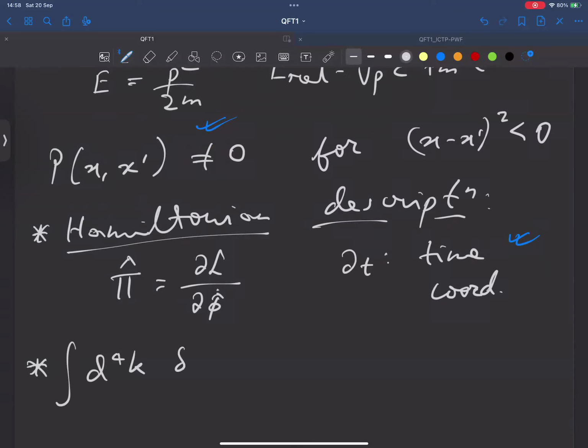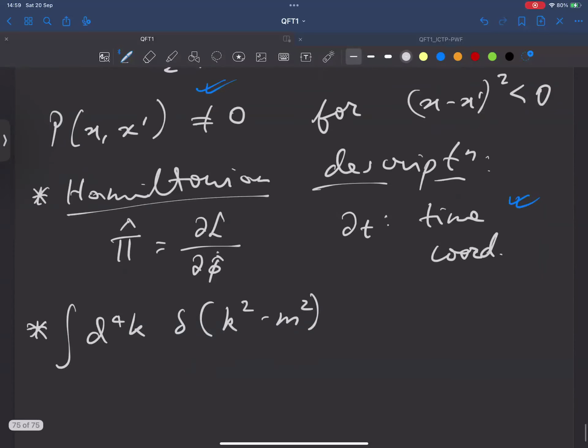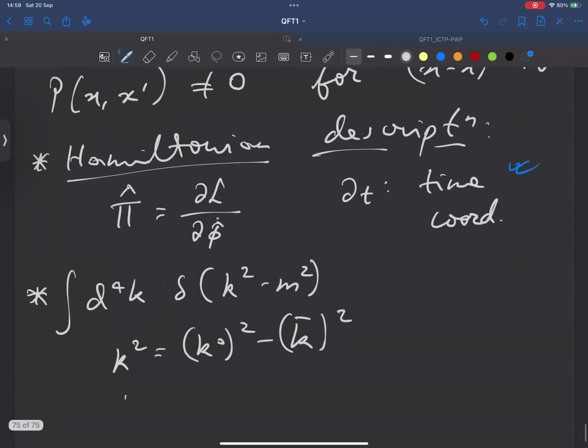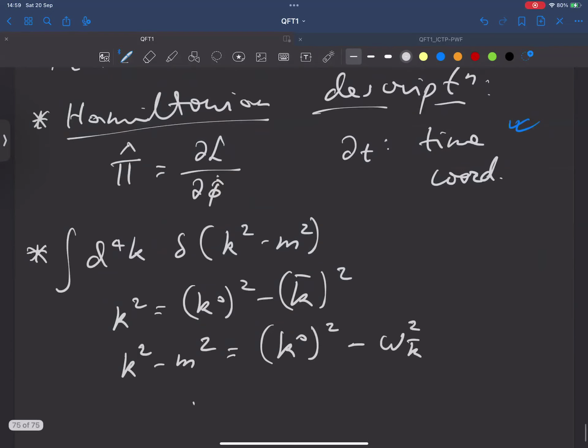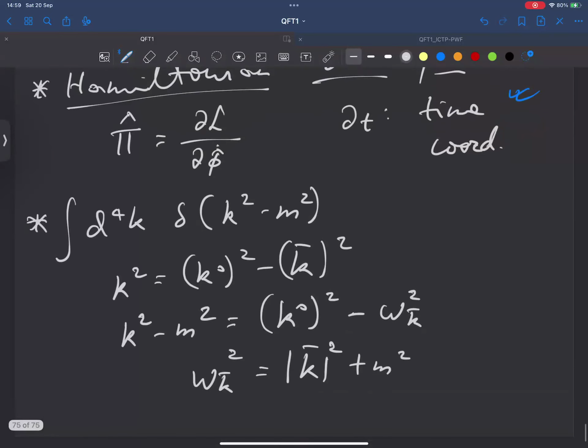So you see that if I consider an integration like this, k square minus m square, where k square is k0 square minus k square. So k square minus m square, you can write it as this, where omega k square is the quantity that we had defined like this. So we started with this integral. So that is an integral of a delta function.